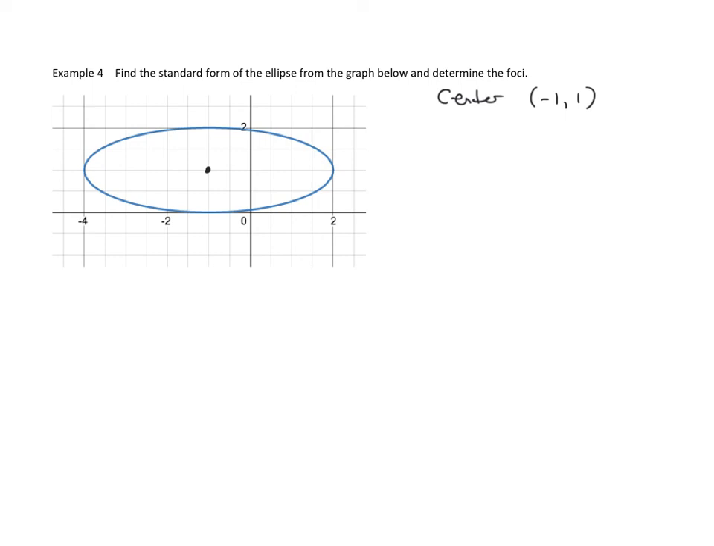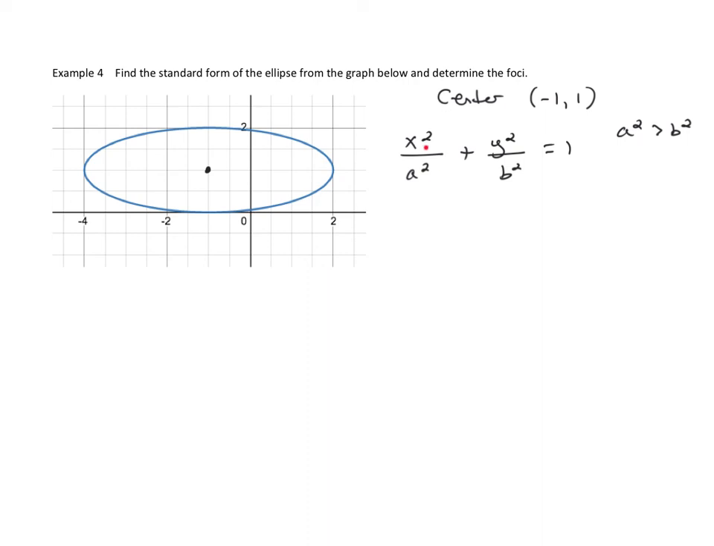Okay, so from here, I'm noticing that it is stretched more in the x direction than the y direction. So I know the equation is going to be of the form, x squared over a squared plus y squared over b squared is equal to 1, where a squared is greater than b squared. But the issue here is, just like with the circle, this will only work if your center is at 0, 0.